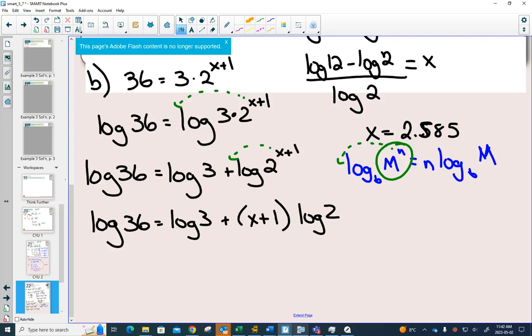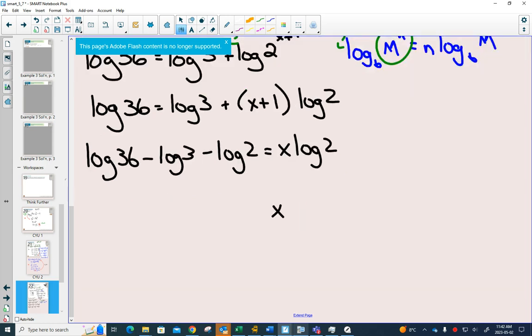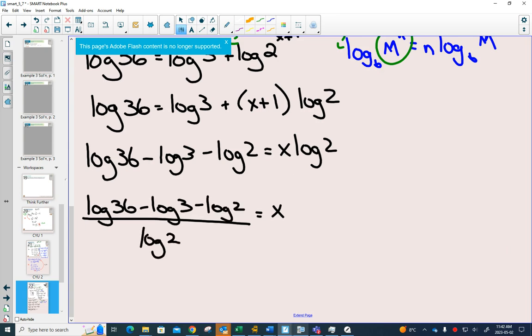And if I wanted to bring all of the things that have logs with numbers to one side, I have the log of 36. Can you see I'd have to subtract the log 3? And there would be a log 2. I'd also have to subtract that. Would equal x log 2. And finally, to get x by itself. And if you type this into your calculator, I guarantee you, you will get exactly the same answer as we did over here.